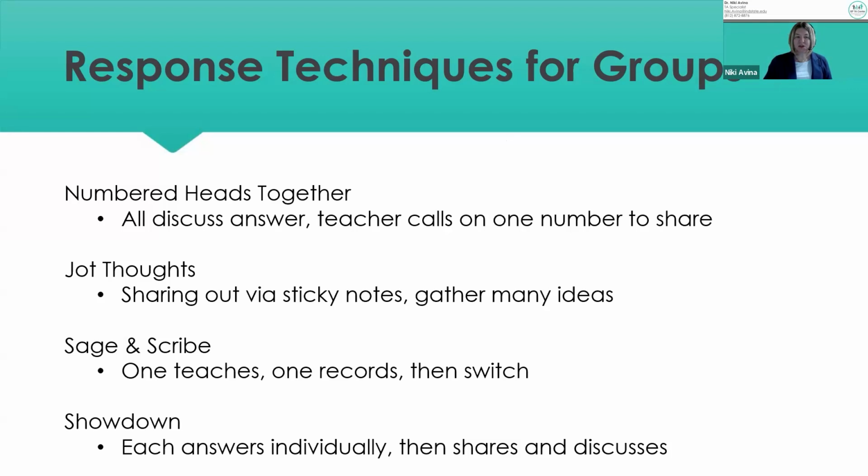Another option would be the Sage and Scribe, where one teaches and one records and then switch. So making sure you keep switching roles that way. But let's say you're doing 3 questions in a group. Within those 3 questions, perhaps I could be the one who finds the information, someone else records it, and then we switch, those kinds of things. And then finally, the showdown is a great one. Everyone answers individually, maybe on a whiteboard, and then you share and discuss within the group, and maybe even share out to the entire class, depending on what that formative feedback shows the teacher as you're circulating.